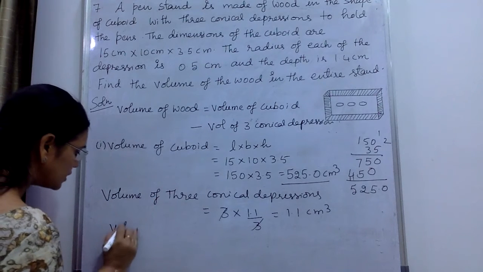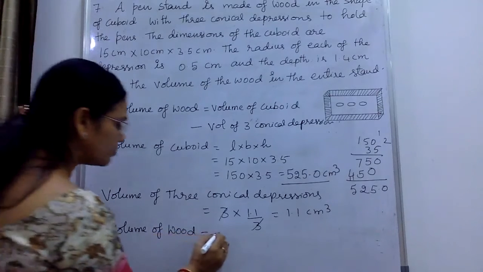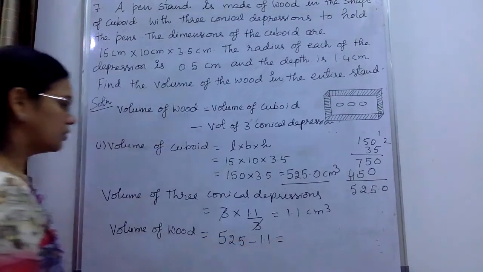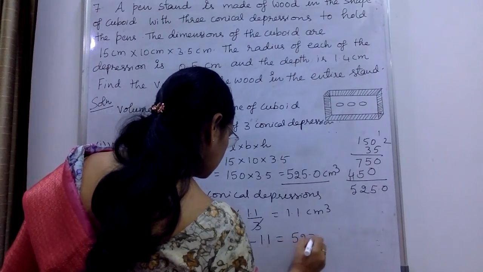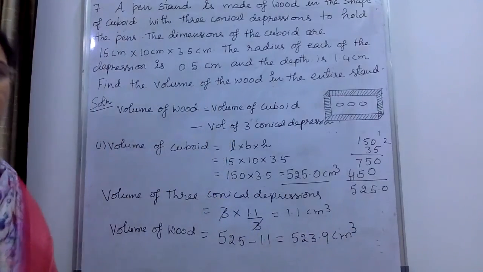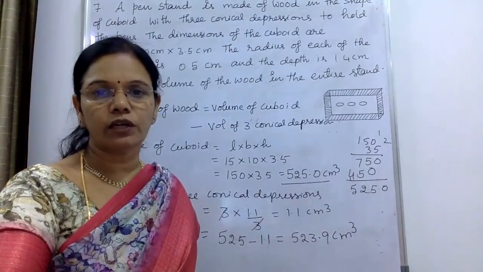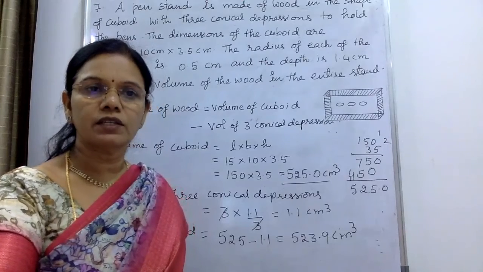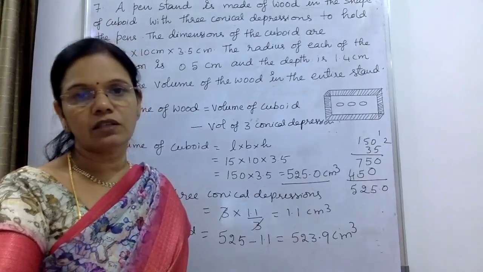So volume of wood is equal to 525 minus 1.1. So you are going to get 523.9 centimeter cube. So this is the volume of the wood that remained in the pen stand after subtracting the volume of 3 conical depressions. So in this way we need to solve the problems, children. I hope you understand all the problems, and practice well and try to solve the remaining problems by using this concept. Thank you.